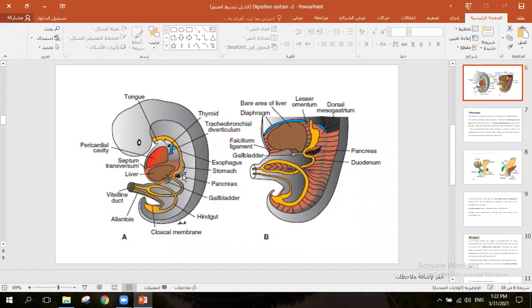بالنسبة للبنكرياس، الإنسولين will be secreted approximately at the fifth month, while pancreatic islet of Langerhans will be formed at the third month, and glucagon and somatostatin will be formed from parenchymatous tissue. Okay.